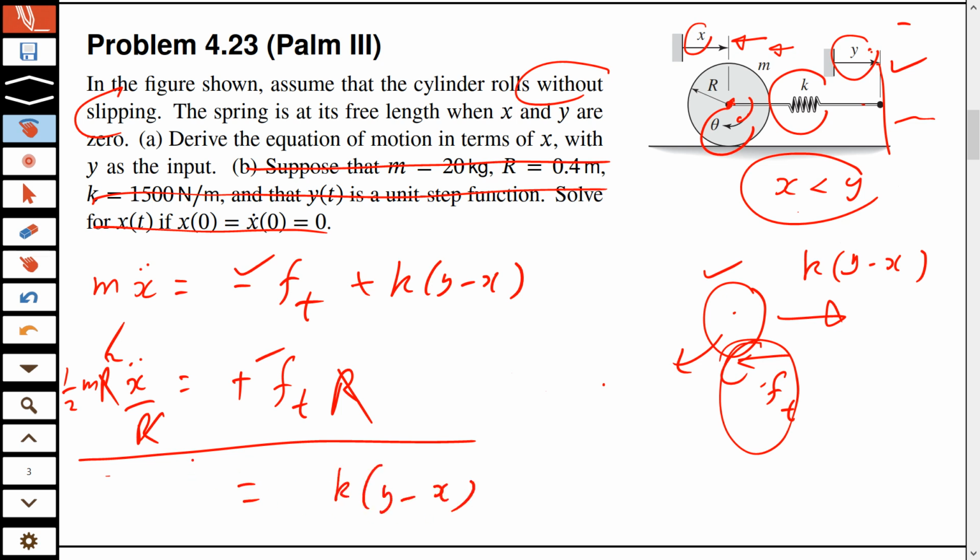So on the right hand side I have k times y minus x. On the left hand side I have x double dot, and m plus half of m is 3m over 2. And you can then simplify this. Okay, so this was easy.